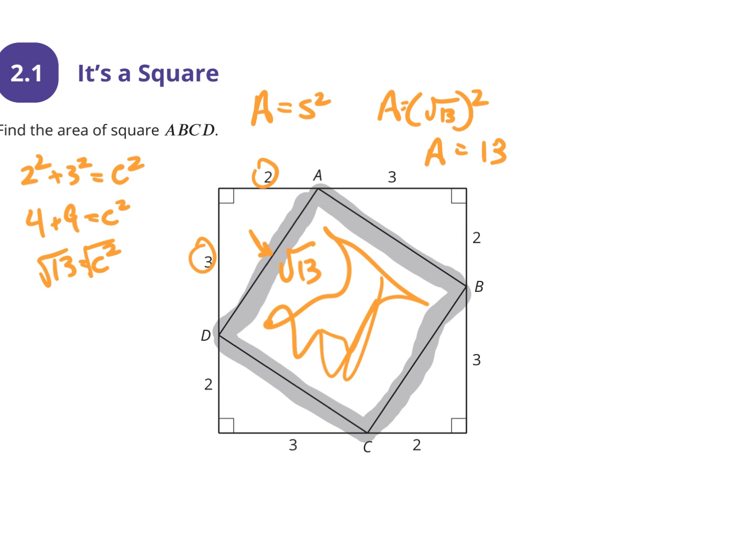Now, a long way to do it is to calculate the area of the big square and subtract the area of the little square, which somebody in class was brilliant enough to do. So the length of the big square is 5, so the area equals 5 squared, which gives us 25. That's the area of the big square.